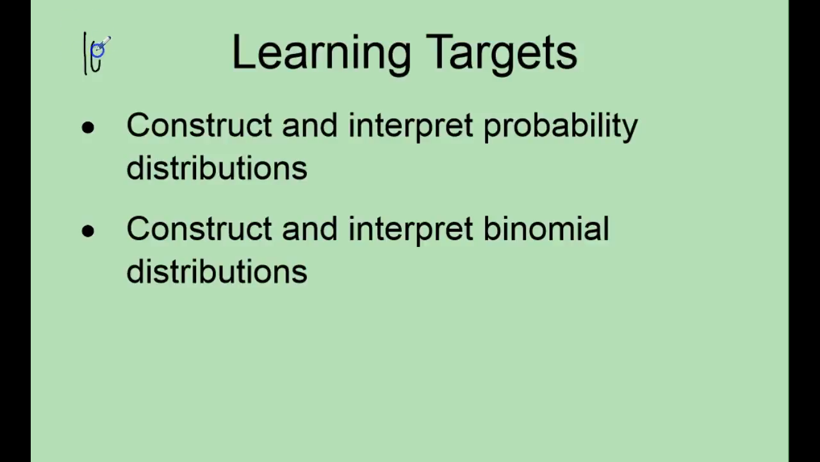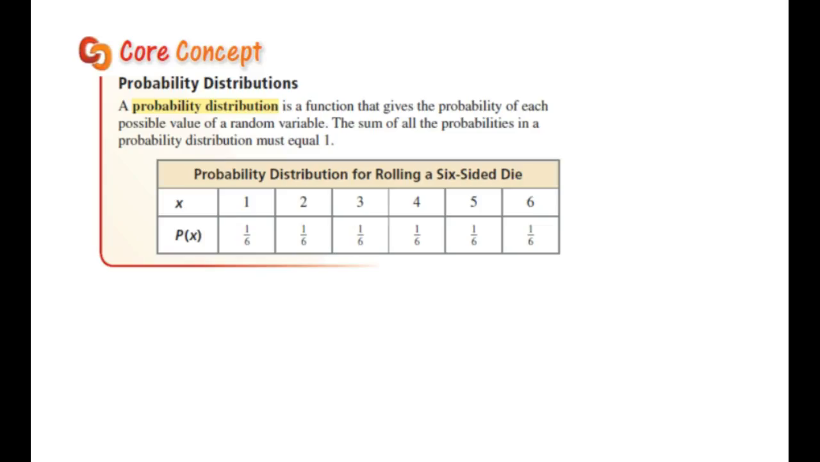All right, here we're looking at section 10.6, and our learning targets are to construct and interpret probability distributions. Then we're going to be constructing and interpreting binomial distributions. So a probability distribution is a function that gives a probability of each possible value of a random variable.